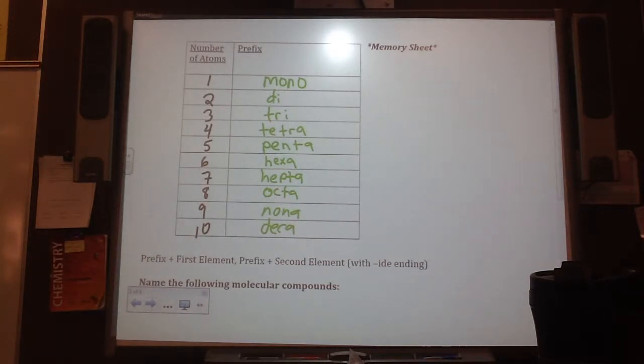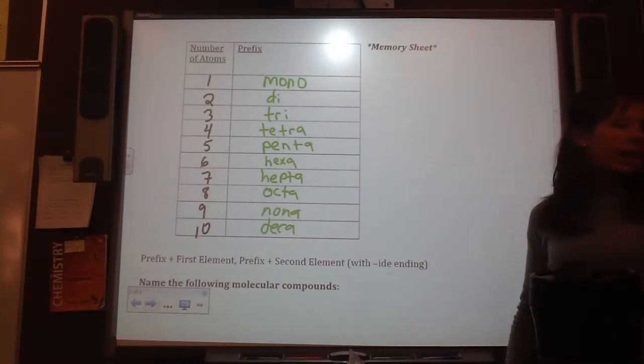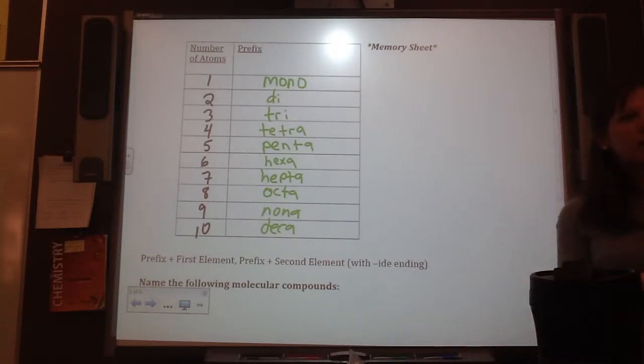Again, keep your memory sheet kind of tucked in with your other things. Now, if you go to the back of your memory sheet, there's a couple things here. Ionic compound is what? An ionic bond is what? How to name an ionic compound and give an example. Molecular compound is what? Covalent bond is what? How to name a molecular compound and give an example.